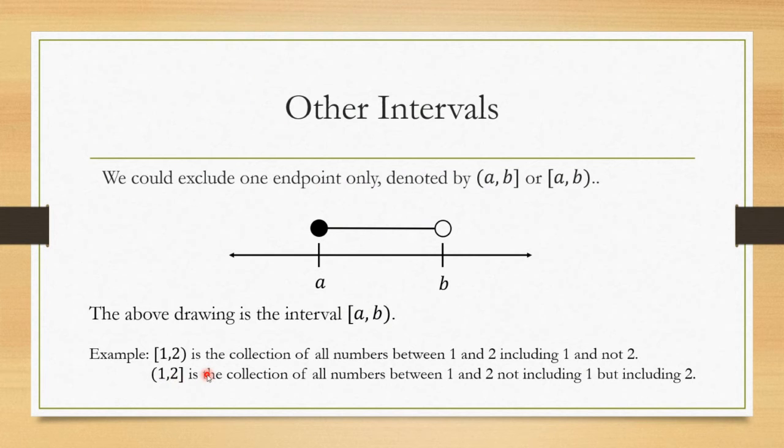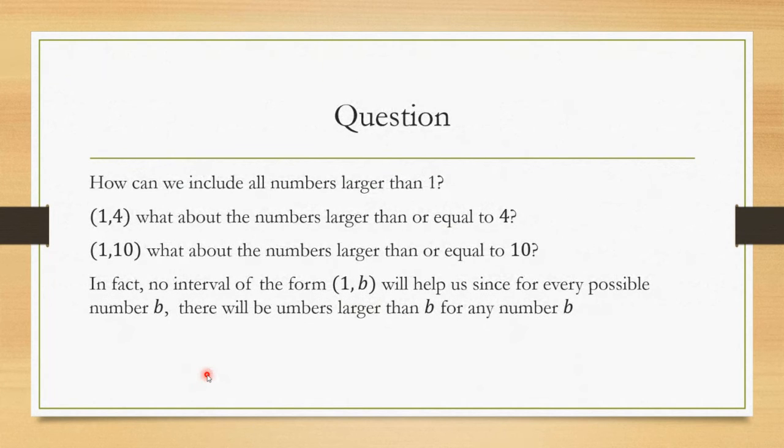Okay, so those are intervals. What I want to do is keep going. We have about 5 minutes left. What if we wanted to have an interval that had all numbers bigger than 1? We want everything bigger than 1. Well, 1 to 4 is not going to work, right? There are numbers bigger than 4 that we're leaving out. We want to include all those numbers. 1 to 10 is not going to work, because what about the numbers bigger than 10?